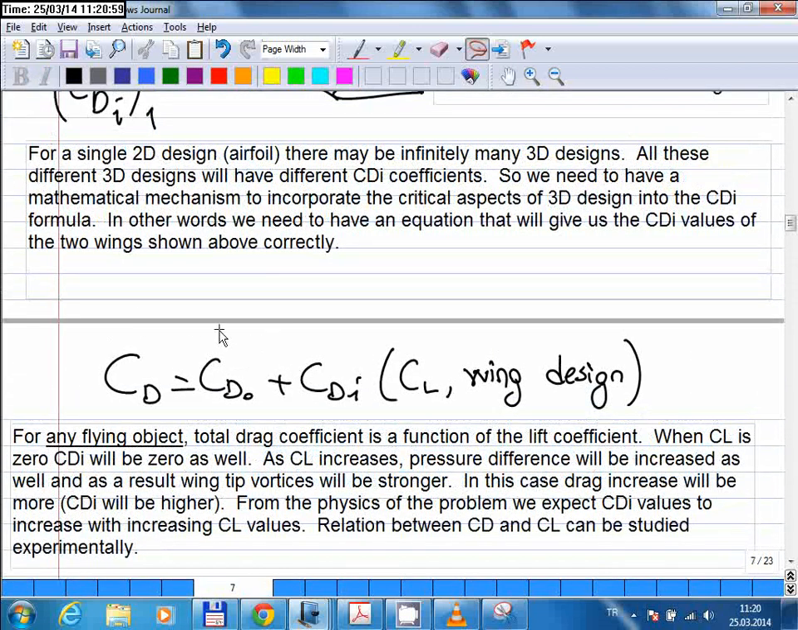Okay, so this is our equation, and as I said before, this induced drag component depends on the wing design, obviously. So whatever this expression is, it should include the effect of the wing design. And it also depends on the lift coefficient, because when there is no lift, there will be no induced drag. And if there is lift, there will be this term. So obviously, it depends on the value of the lift coefficient.